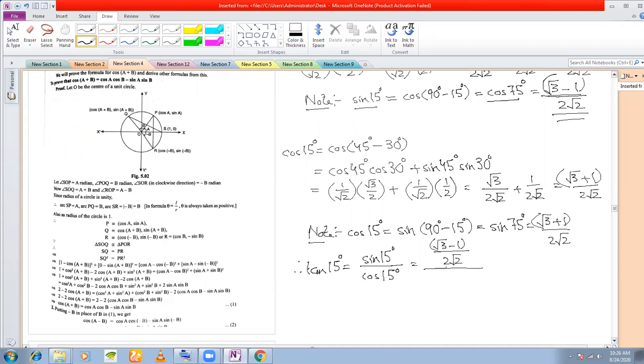And cos 15 will be root 3 minus 1 by 2 root 2, and sine 15 is root 3 minus 1 by 2 root 2. To rationalize, the 2 will cancel. You simply get root 3 minus 1 by root 3 plus 1.